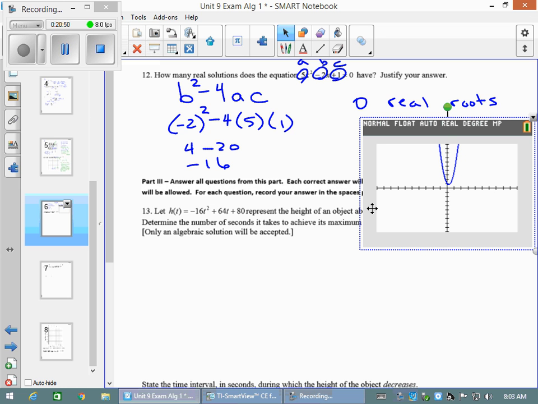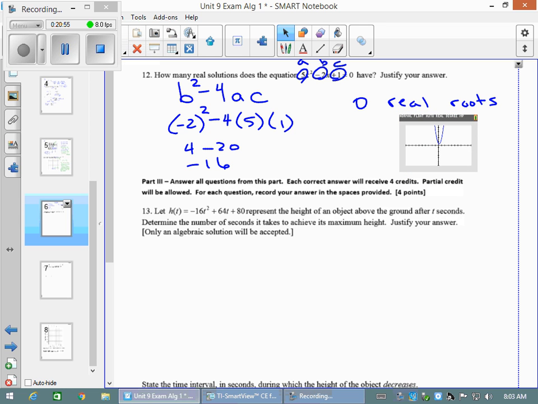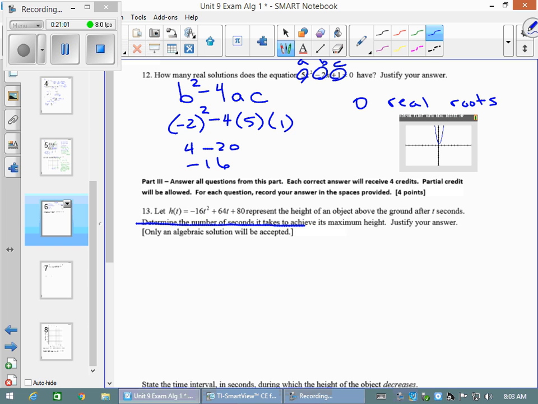Question 13. You had to find the number of seconds it takes to achieve its maximum height, not its maximum height. Okay? So your seconds in this question are represented by your time, so that's your x value. So what you would have to do is find the axis of symmetry, which is normally x equals negative b over 2a, but because your x value is t, it's t equals negative b over 2a.